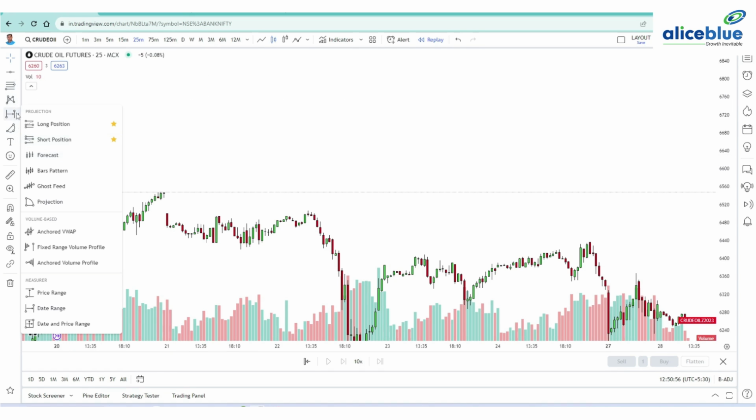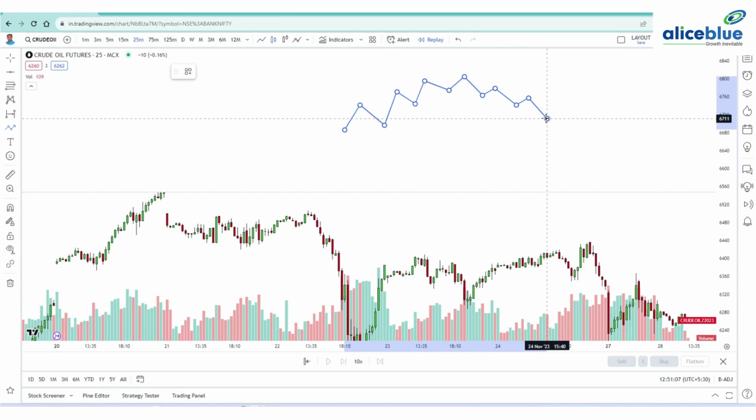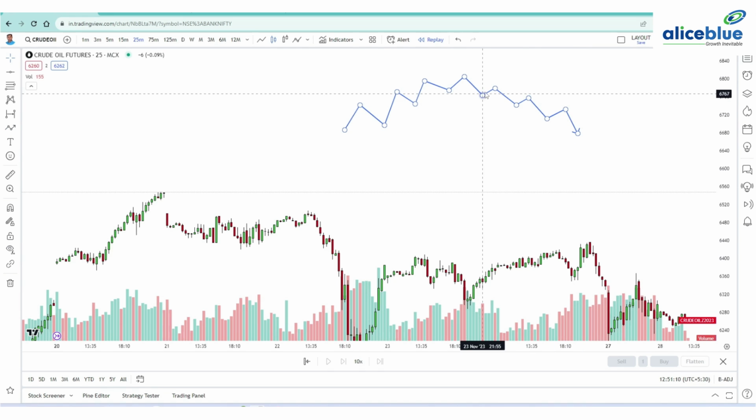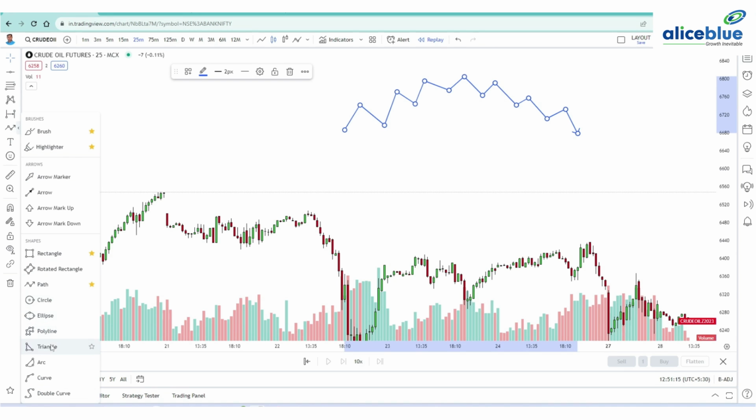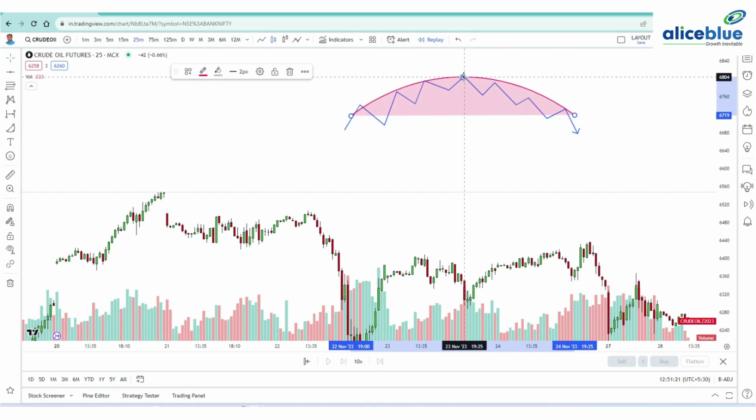So first I'm taking the path to understand the price action. This is how a pattern of a price looks like. You can see here, taking the same arc tool, this level to this level. And if you draw an arc, it will create a rounded top.